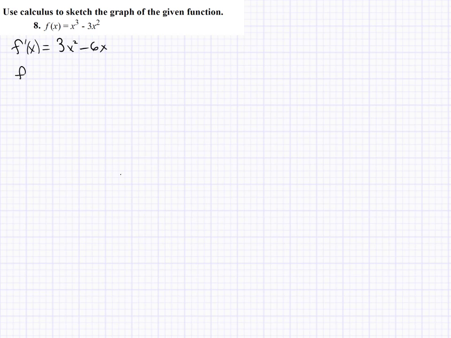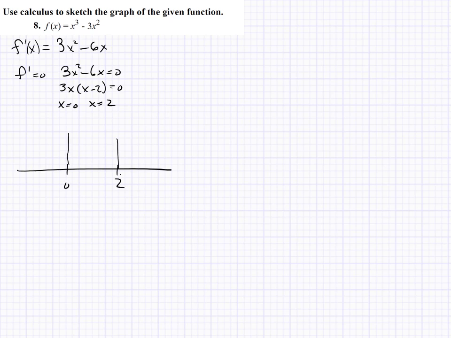I'm going to find when the first derivative equals 0 or does not exist. Again, does not exist is not an option for this polynomial, so 3x squared minus 6x equals 0. Factor out a 3x, I get x minus 2. So I get when x equals 0 and x equals 2. So I have 2 critical numbers from the first derivative. I'm going to plot those. I'm going to look at the first derivative.